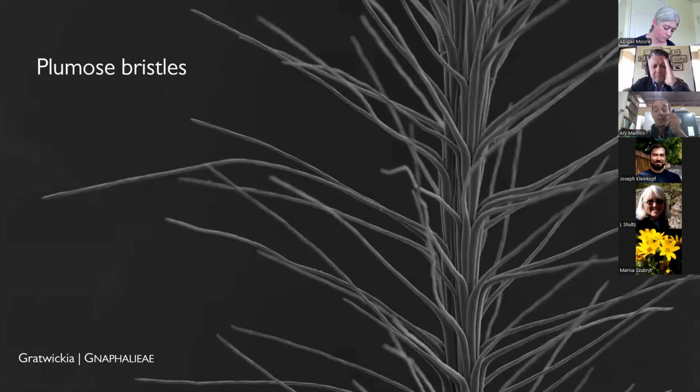And finally, we have the plumose bristles, where the projections are many times longer than the diameter of the bristle, and they tend to be very thin and delicate projections, right? Typically, Pappus that have these types of projections are clearly dispersed by the wind.